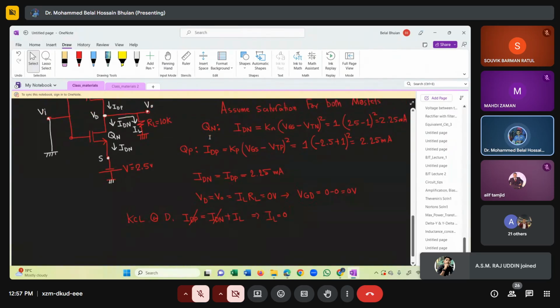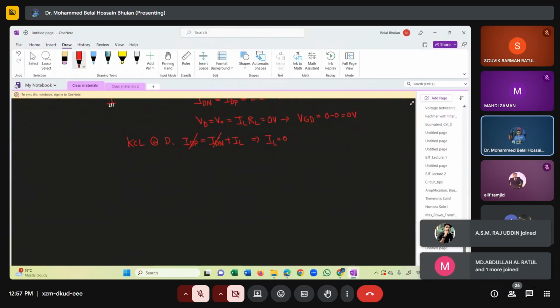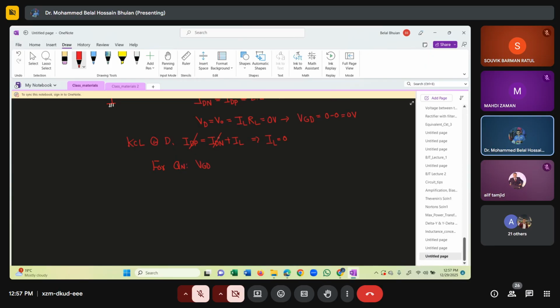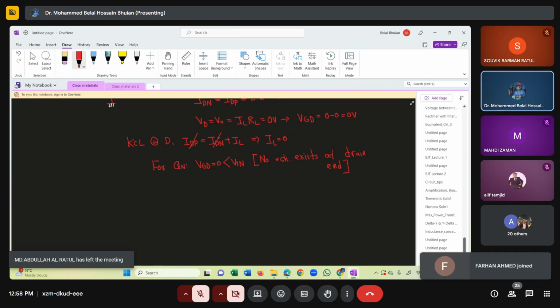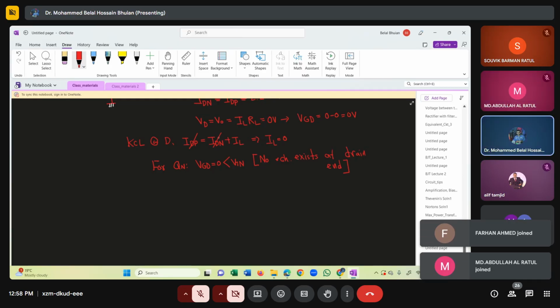So verify for Q1. For Q1, if you do VGD for QN, VGD equals 0 means it is less than VTN. VTN আমাদের 1, তাই না? So no channel exists. Where? At the drain end. So our assumption is right for the N channel MOSFET.